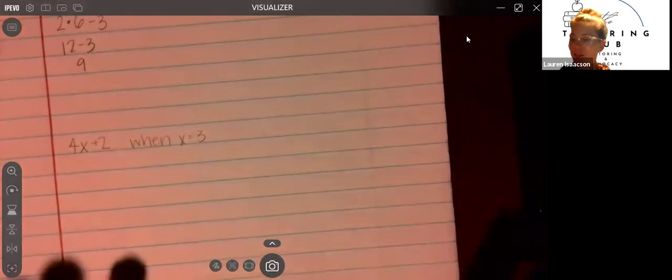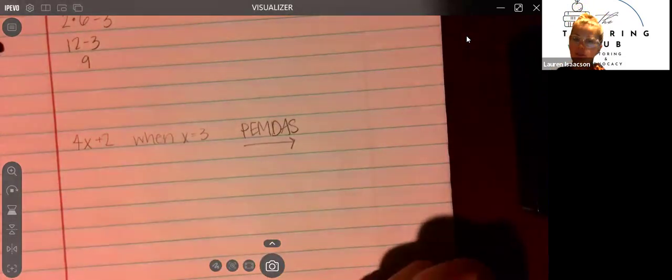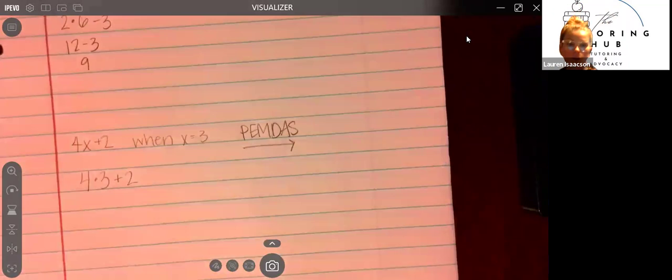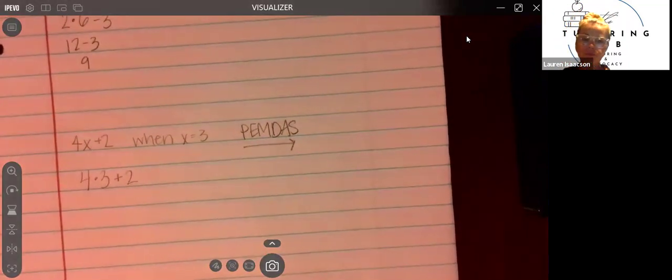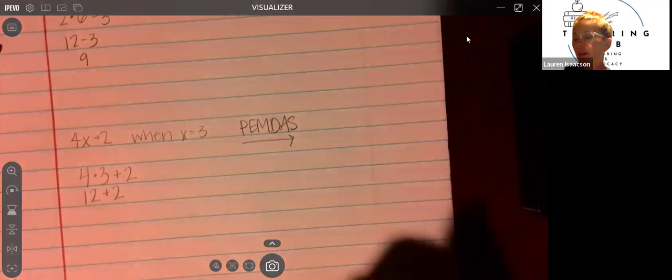Now I want you to try this one on your own and then check your answer with mine. Okay. So 4x plus 2 when x equals 3. I'm going to write my order of operations just to have that there just in case. And remember, we still go left to right. So first step, rewrite your problem. 4 times 3 plus 2. Now you start working. 4 times 3 is our first step. So 4 times 3 is 12, and then we're going to still add 2. So now 12 plus 2, we get 14.